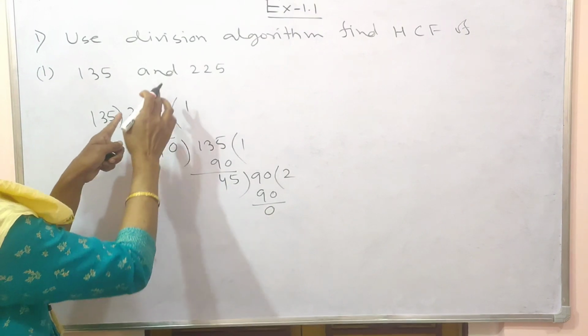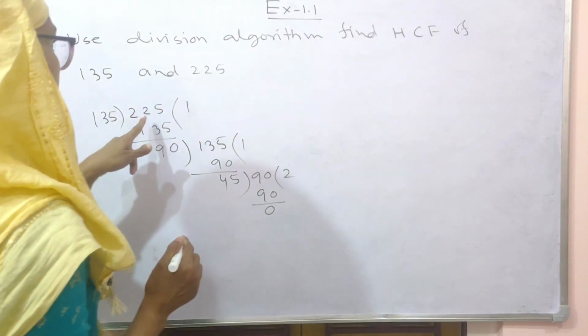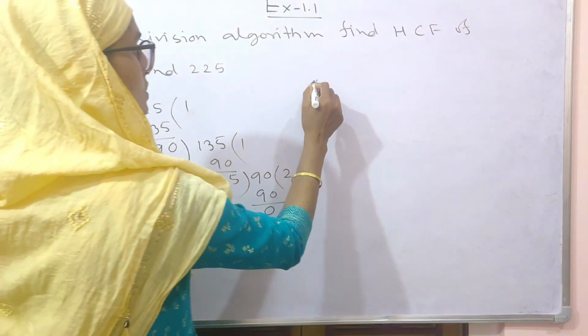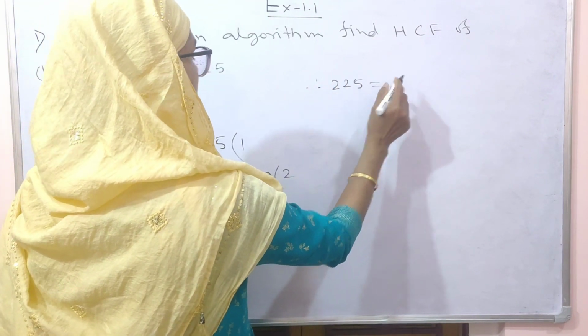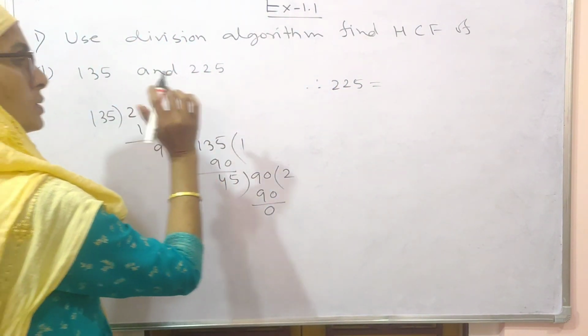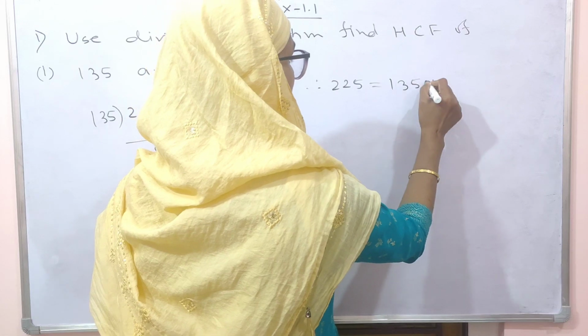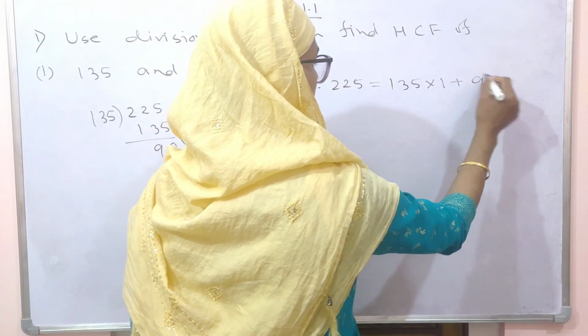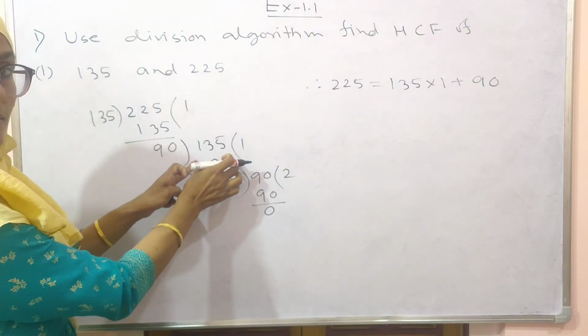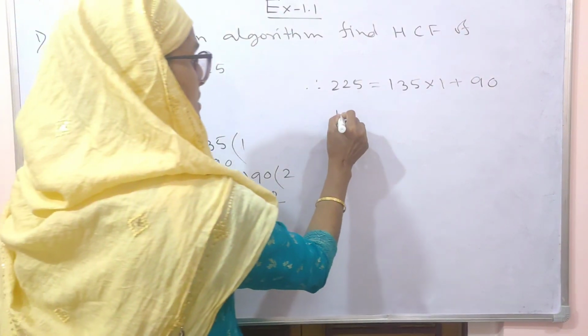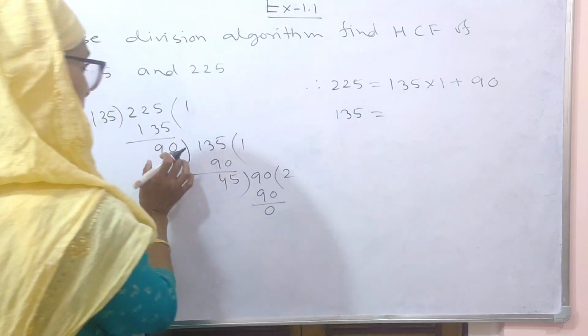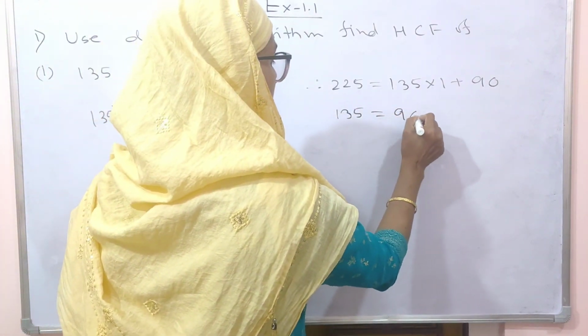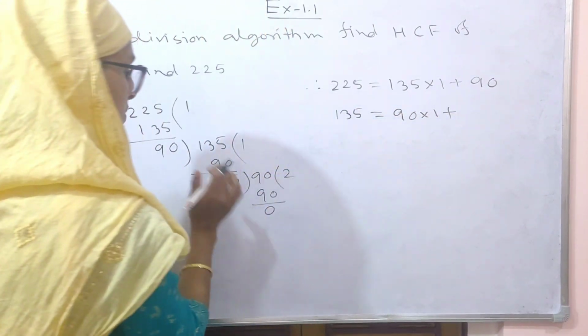Now write the division algorithm. Here a is 225, b is 135, into 1, plus remainder r, that means 90. Similarly for this division, a is 135, b is 90, into 1, plus r 45.